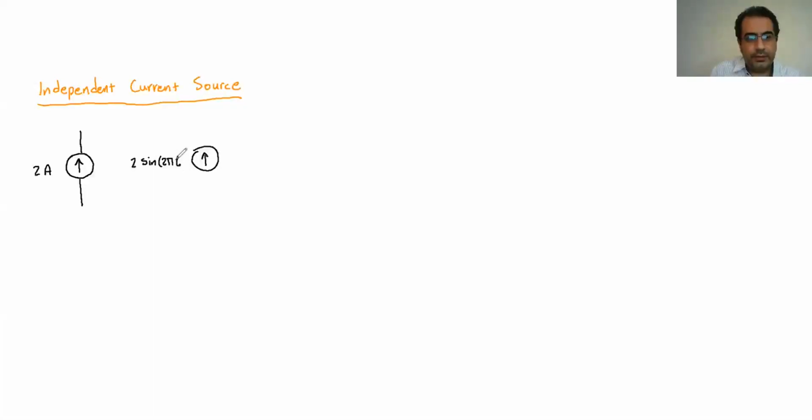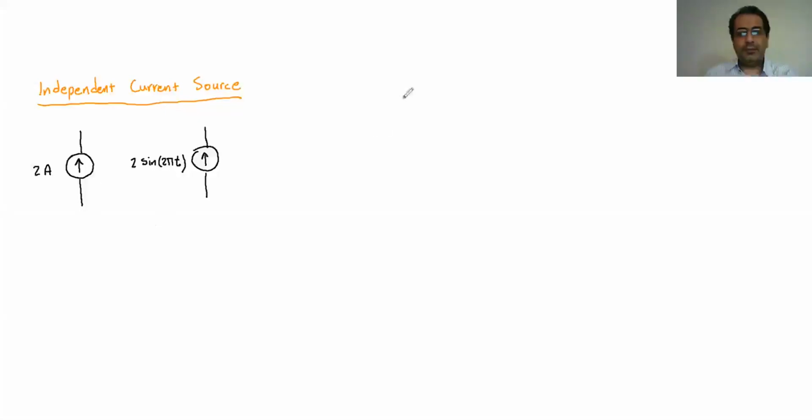2 pi t. So it might be alternating. Again, regardless of what I connect to the ends of this source, this is always the value it's going to provide us. So it is independent of what is going to be connected to that source.